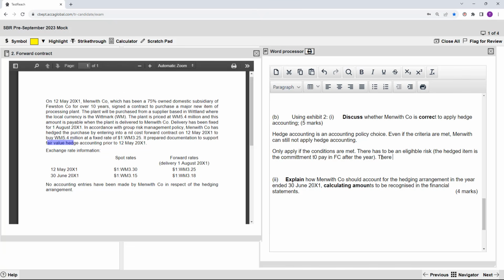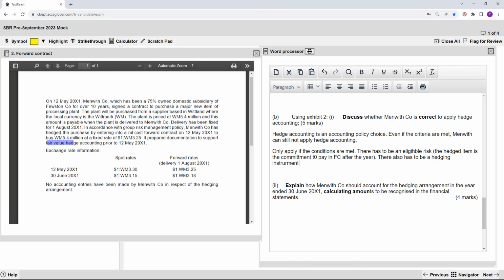So first of all, you have to have a risk. There also has to be a hedging instrument. Now we've got a hedging instrument. This is the forward contract. This is the hedging instrument which is designed to be efficient and designed to cover that risk, to fix the price. And it has to be an effective hedge, and I think we've got that.